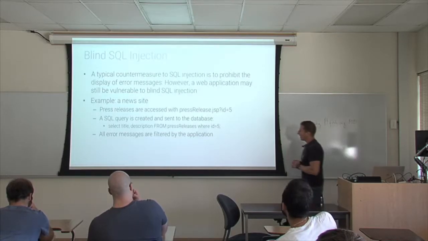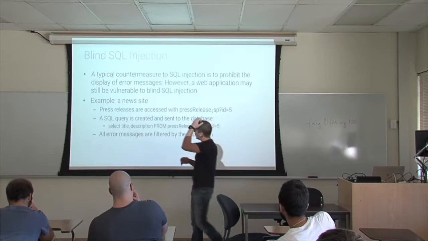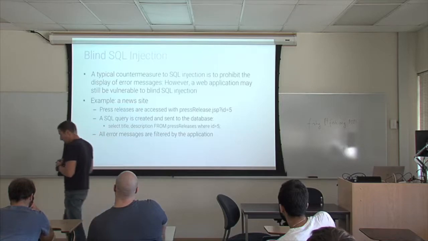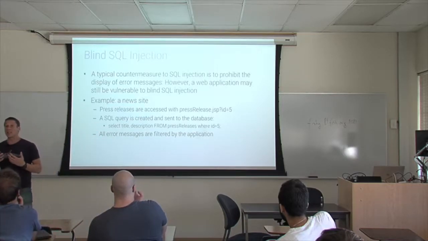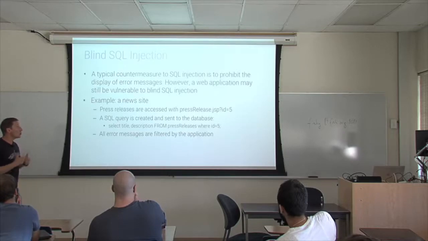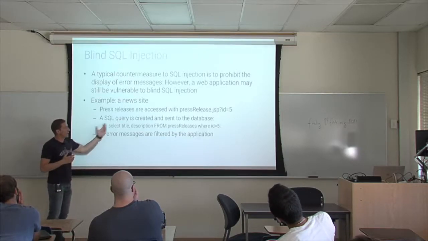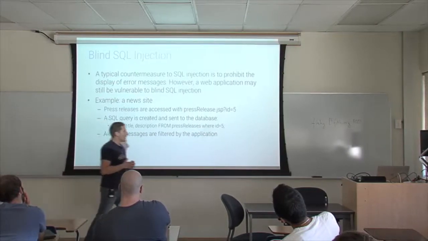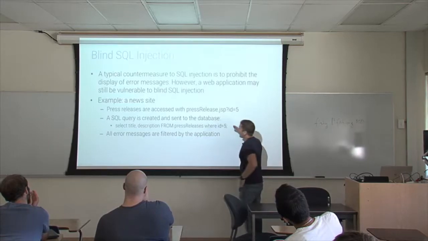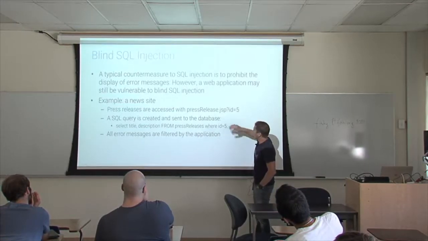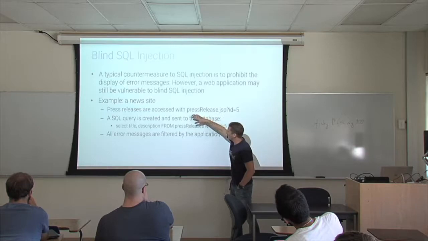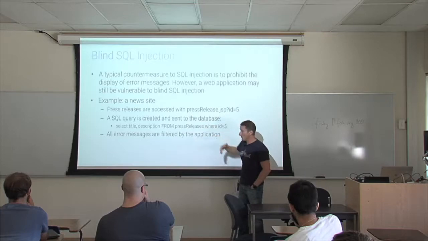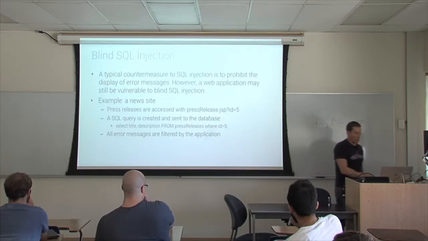We talked a little bit about blind SQL injection. When you don't see the error messages that come back, or you don't even see the results of your query, you can still find ways to extract information using SQL injection. The first thing is, of course, to do something like this. This is an example of a news site. You have an ID that produces a press release. So how would you exploit this?